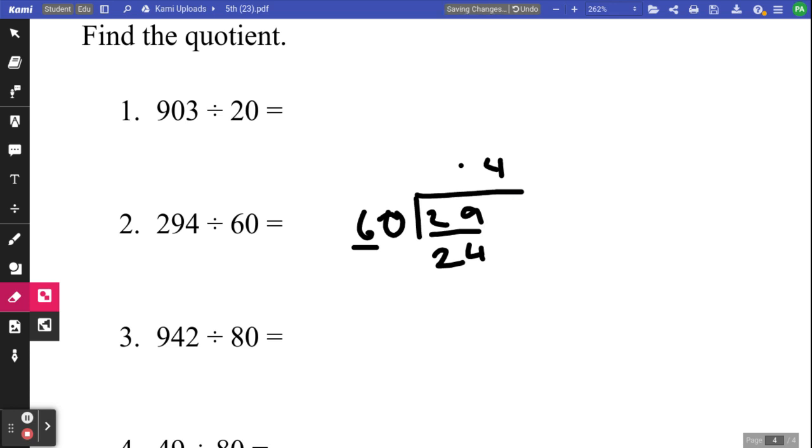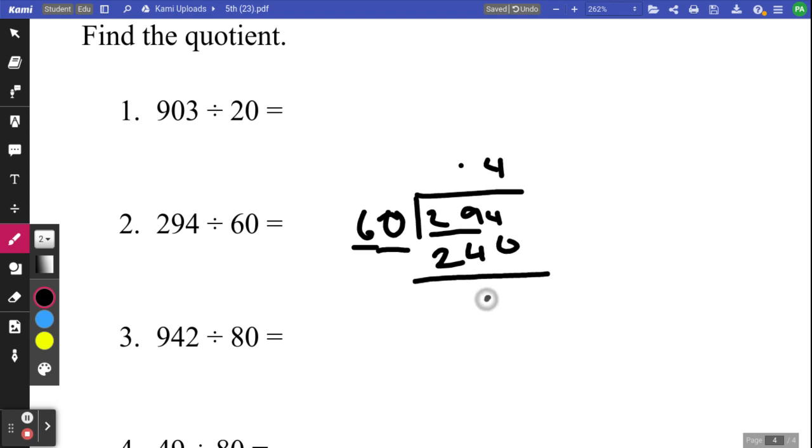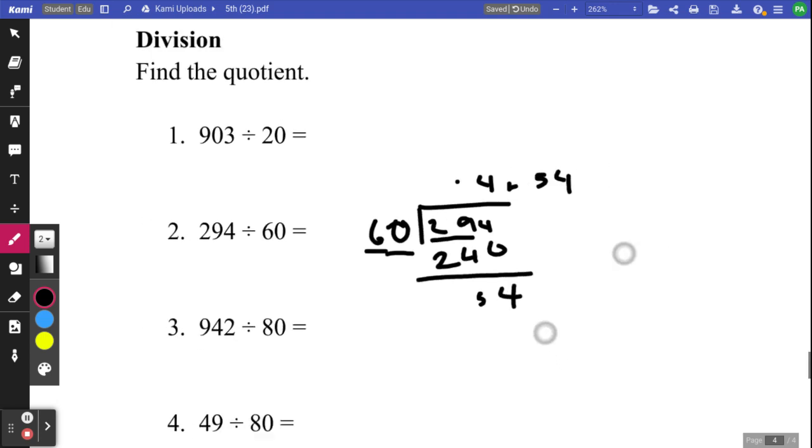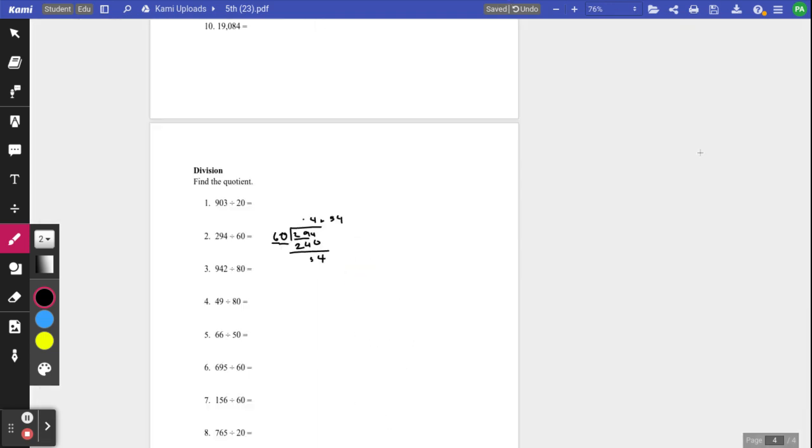Let me rewrite that. Okay, and then we're going to bring back the 1, 0 since it's 10. And we get 54. And obviously, we can't solve this any further, so we get 54, the remainder of 54. I hope this all made sense. Thank you for listening.